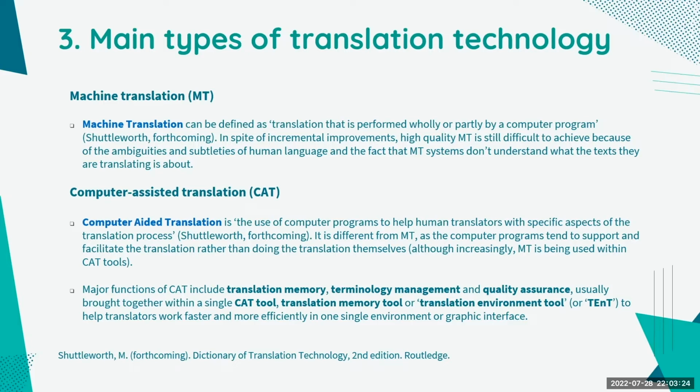The major functions of CAT tools include translation memory, terminology management, and quality assurance. They are usually brought together in one single CAT tool, a translation memory tool or translation environment tool, to help translators work faster and more efficiently in one single environment or graphic interface.